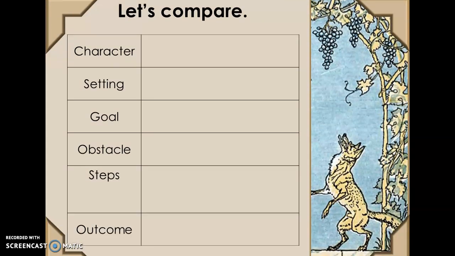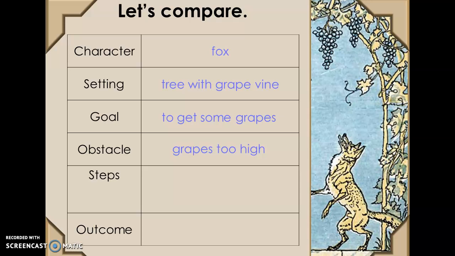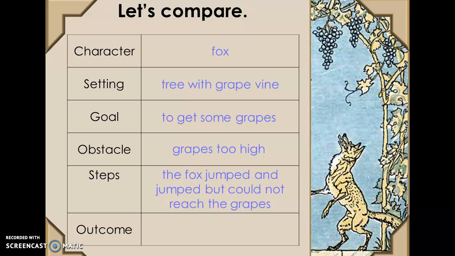So let's take a look at our chart again. Who is our character? The fox. Where was he? He was at the tree that had a grapevine. What was his goal? What was he trying to achieve? He was trying to get the grapes. The obstacle, the grapes were too high. What did he do? He jumped and jumped, but he could not reach the grapes. What happened? What was the outcome? He left and said that the grapes were sour.